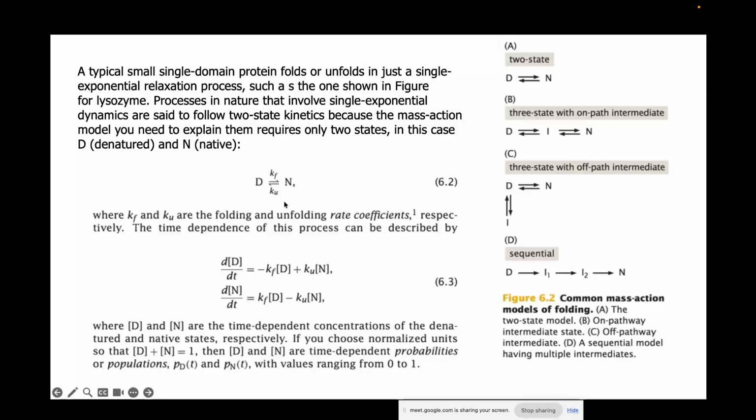It is going from denatured to native with a forward reaction rate of Kf, and it is coming from native to denatured with the constant of Ku. So this is a reversible reaction, where Kf is the folding rate coefficient and Ku is the unfolding rate coefficient. The time dependence of this process can be written in this manner, which is a first order ODE, where D and N are time dependent concentrations of the denatured and native states respectively.